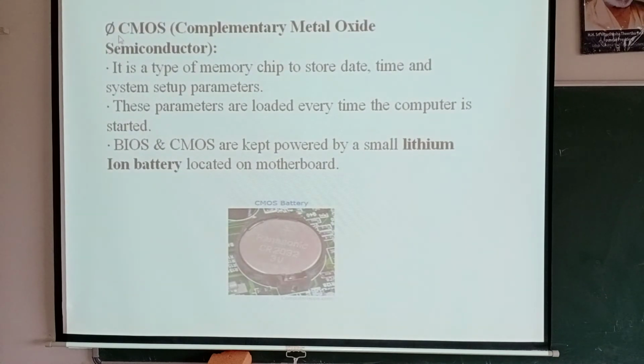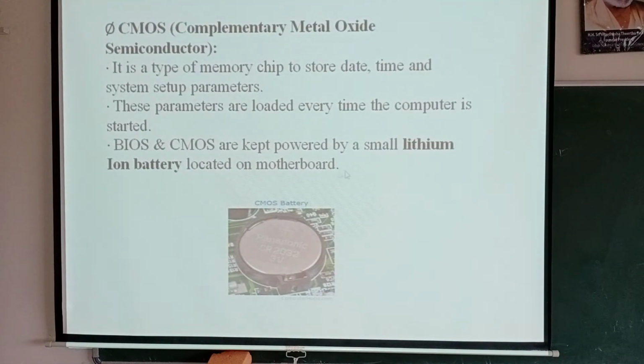Next, moving on to CMOS. What is the full form of CMOS? Complementary metal oxide semiconductor. This is complementary metal oxide semiconductor. Now let us see what is the job of this CMOS. It is a type of memory chip. So it is also a memory chip to store date, time and system setup parameters.